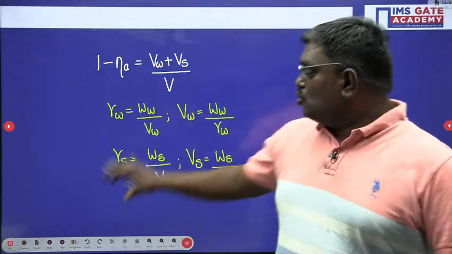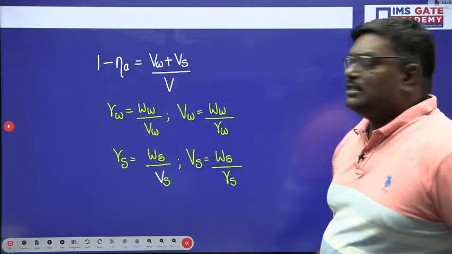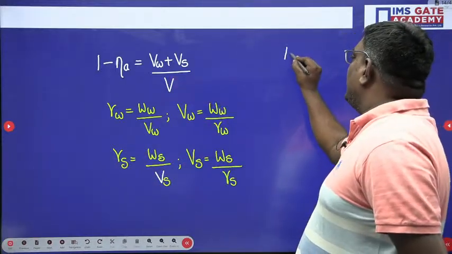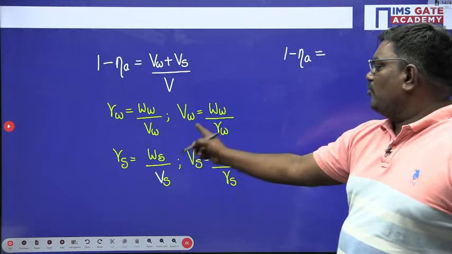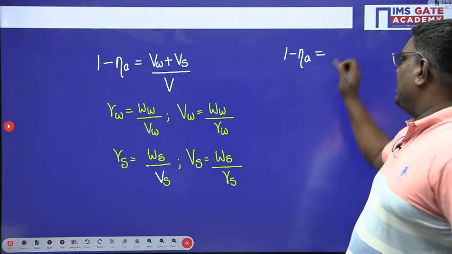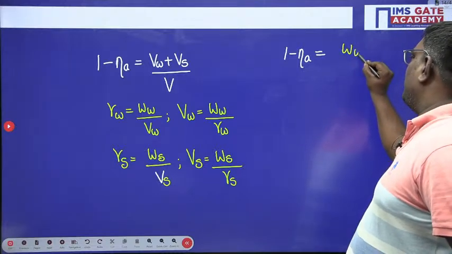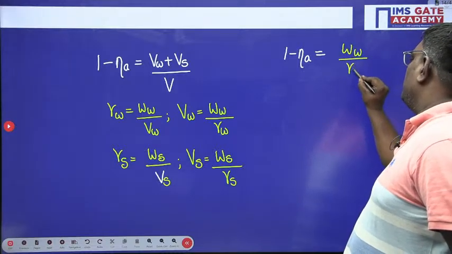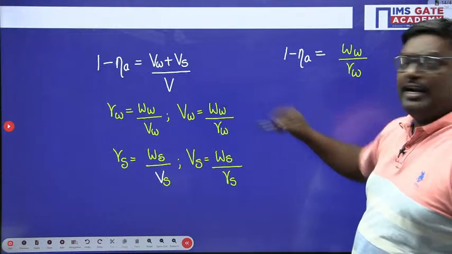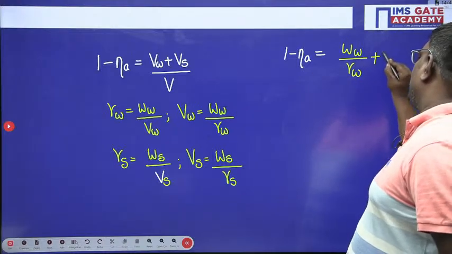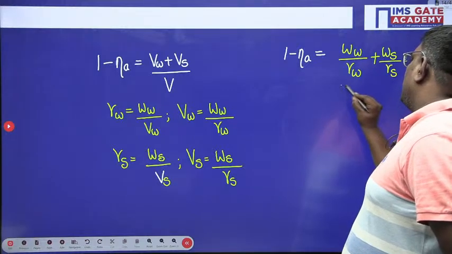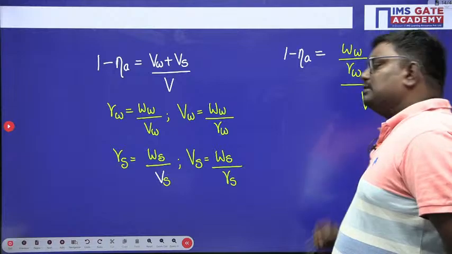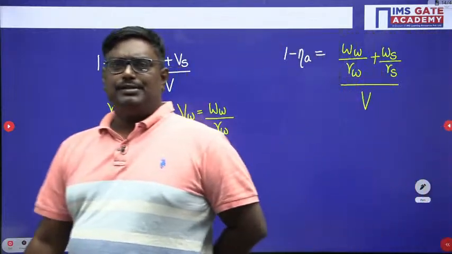Now you know the equations, just plug in these values here. So here I can write 1 minus Na is equal to, what is volume of water? Volume of water, can I write it as weight of water by gamma W plus what is volume of solids? Weight of solids by gamma S upon total volume. Can I write like this? Yes or no, my dear students?